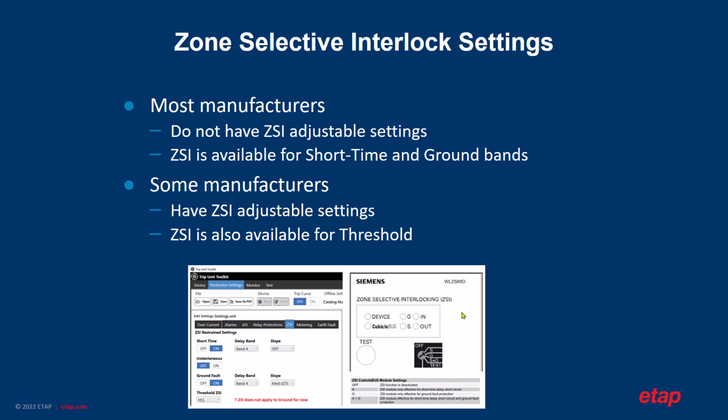And on the right side, we have the Siemens. Siemens says you can have the ground, short time input and short time output, or short time and ground, but you don't really have any settings adjustable. So what you can choose is just using the ground ZSI, short time ZSI, or both.